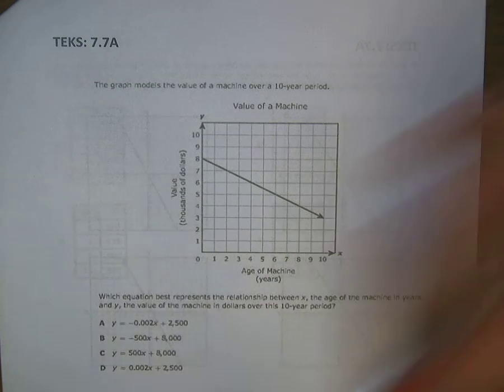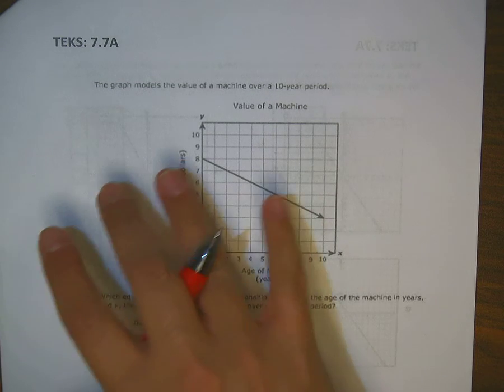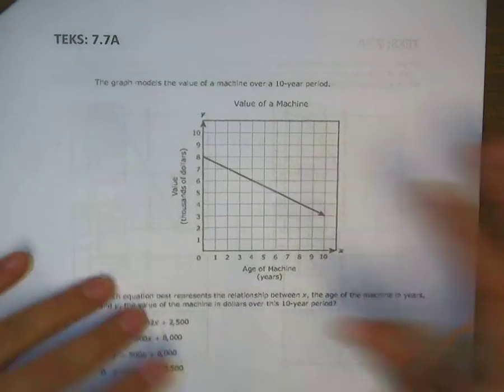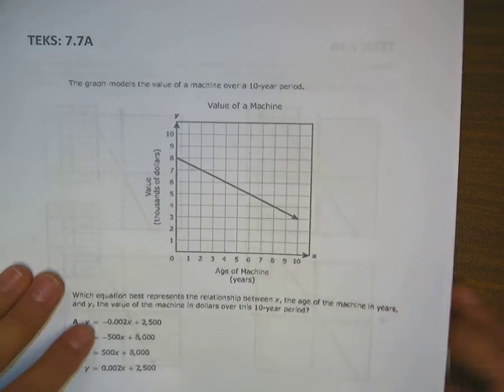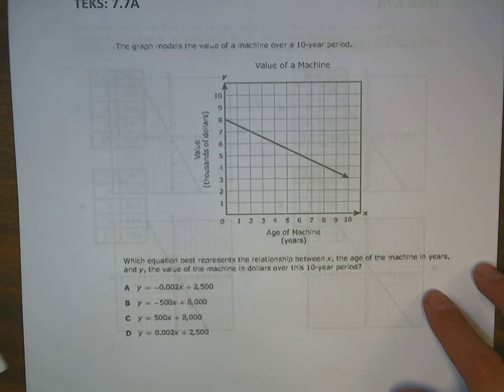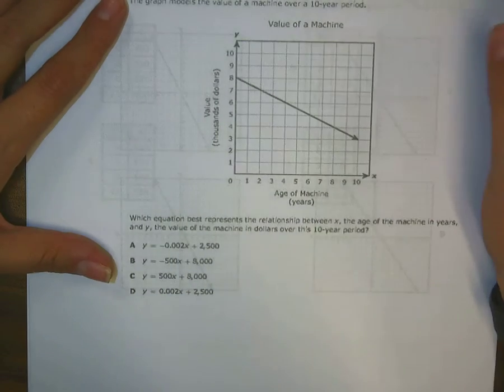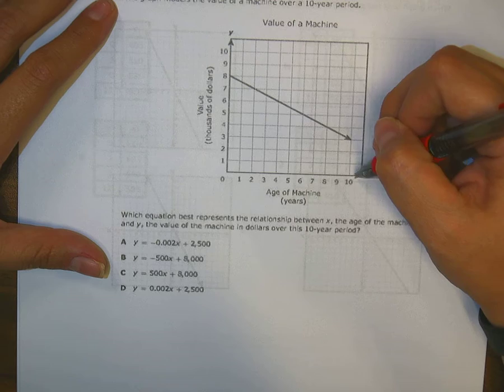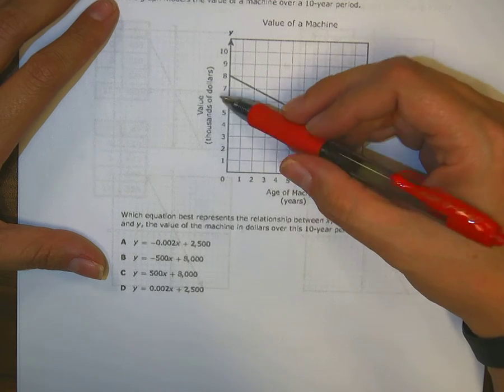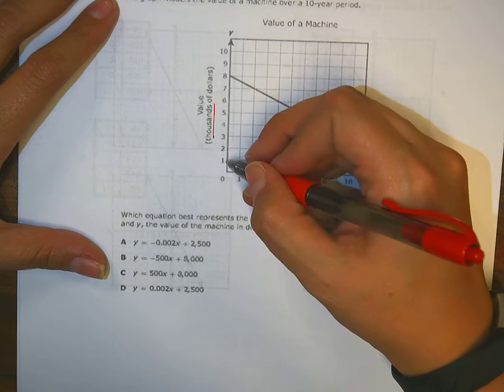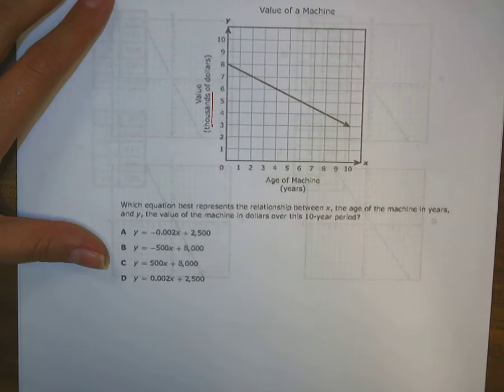All right, continuing with the equations and graphs, and I think it's inequalities. Yeah, equations and inequalities. We're on page 4. This one says the graph models the value over a 10-year period. Okay, that doesn't really matter. We got 10 years here. These numbers represent thousands of dollars, so that's 1,000, 2,000, 3,000, and so on.